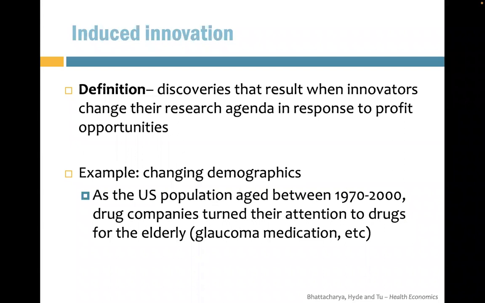For example, we have changing demographics in the United States. In the past several decades, the US population has aged a lot. We have an older and older population. Drug companies know that this aging population, which has a certain amount of wealth to pay for healthcare and a higher demand for healthcare, will make bigger markets. So drug companies turn their attention to drugs for the elderly.